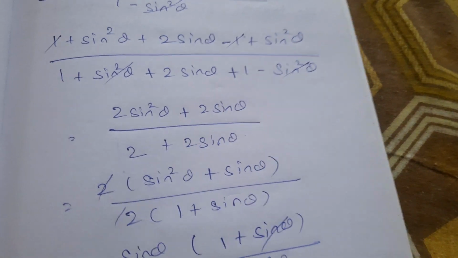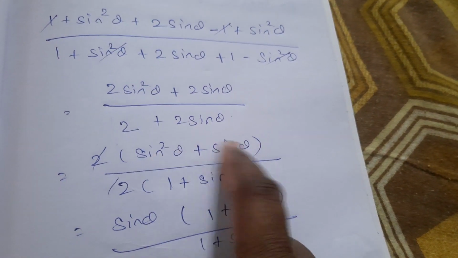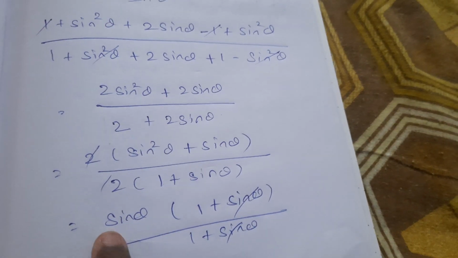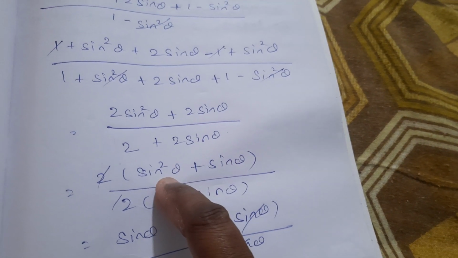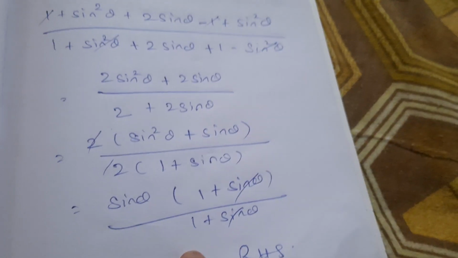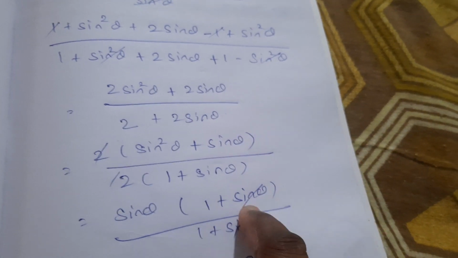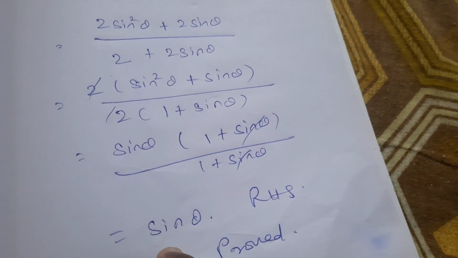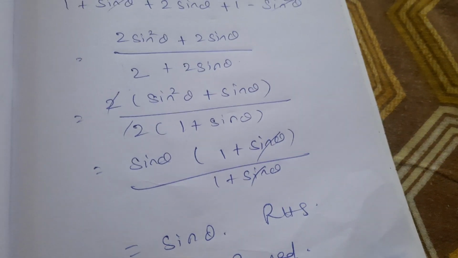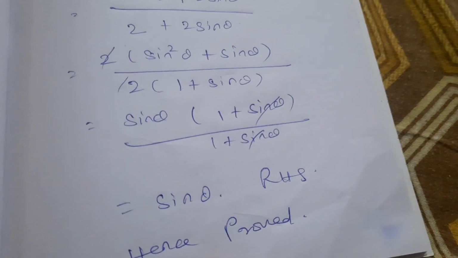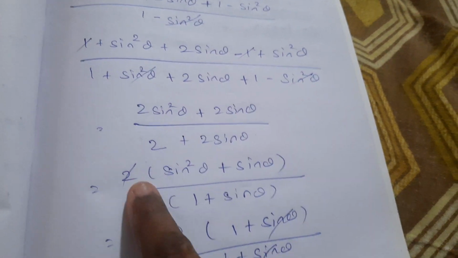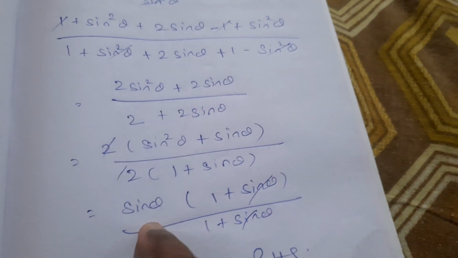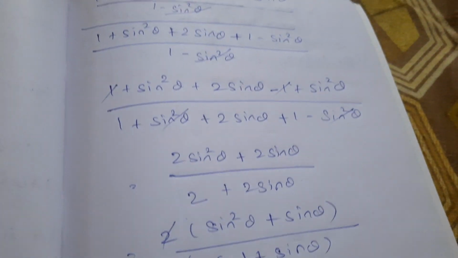So the 2 cancels. One more time, sin theta is common in the numerator, so we take sin theta outside, into sin theta plus 1. So (1 plus sin theta) by (1 plus sin theta), so 1 plus sin theta is cancelled. Then the answer is sin theta. This is the right hand side value. Hence proved. So very easily we solved. First we take the 2 outside, then sin theta outside, then it is easily cancelled. So this is the proof sum.